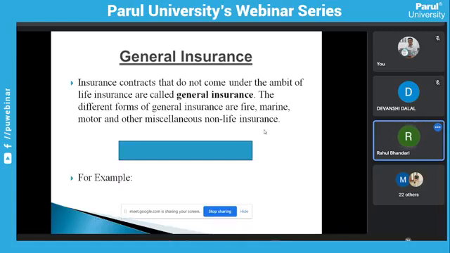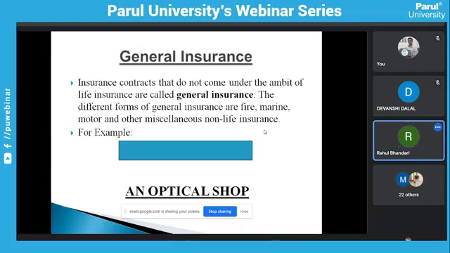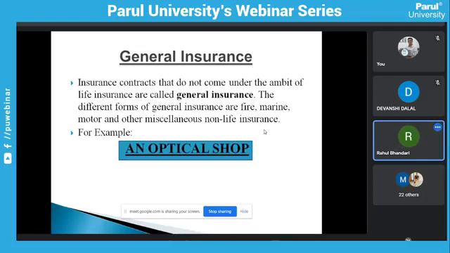Let's take an example: an optical shop. Can any of us tell me what is the cost to set up an optical shop? Commerce students, I hope you all are planning to open an optical shop in future. At least a brief on an average amount. Any answers?